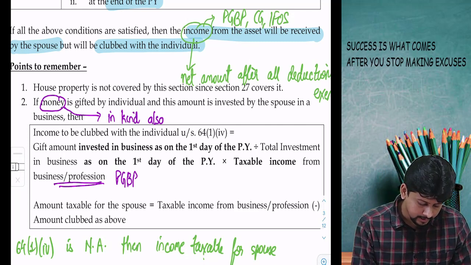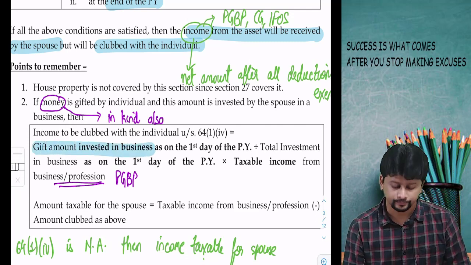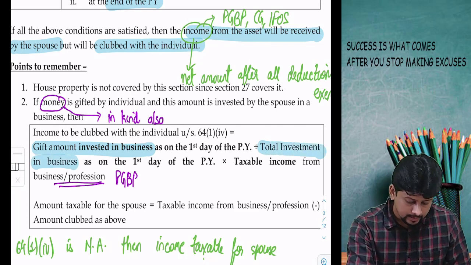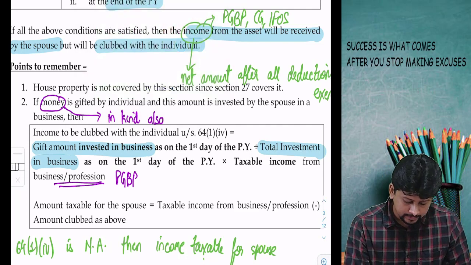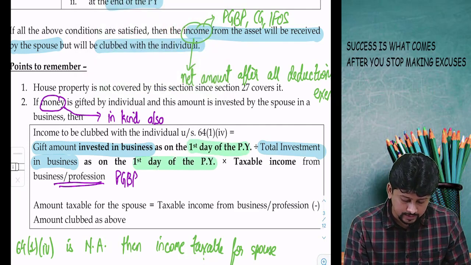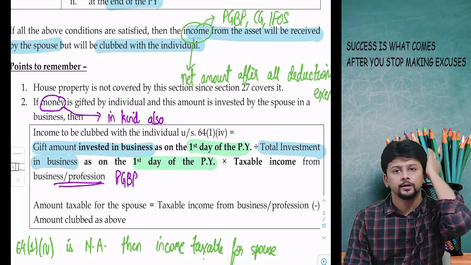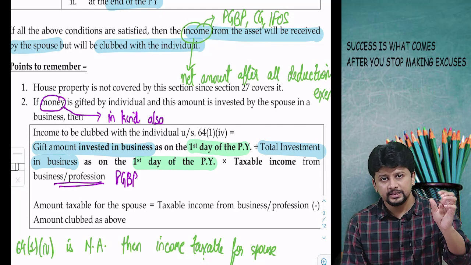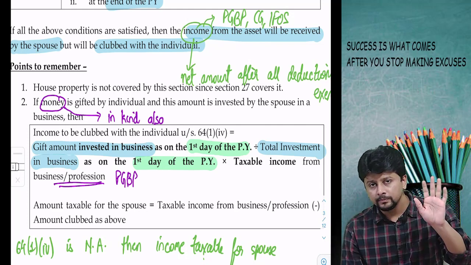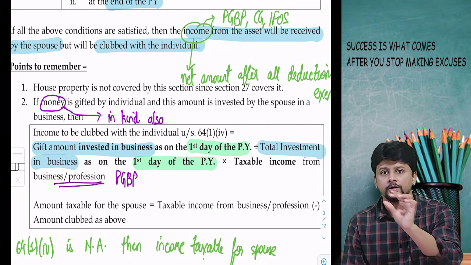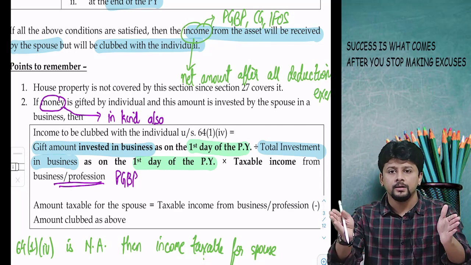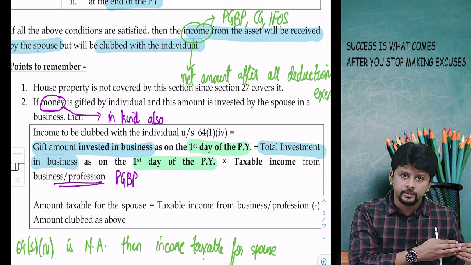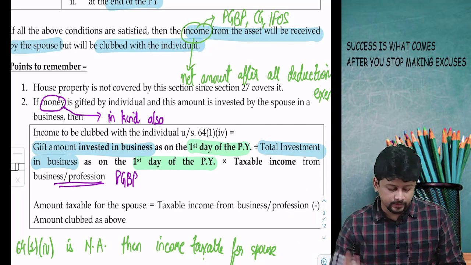I will calculate the gift amount invested in the business, compare it with the total investment in the business. The important point to understand is that this comparison is to be made as on the first day of the previous year, beginning of the financial year. As at the beginning of the financial year, if the asset is invested by the spouse in the business, then for that financial year, whatever profit arises, that profit will be subject to clubbing on a proportionate basis. Balance profit will be taxable for the spouse.